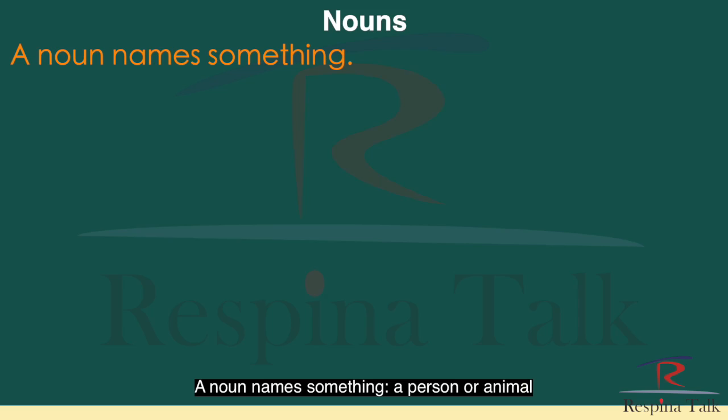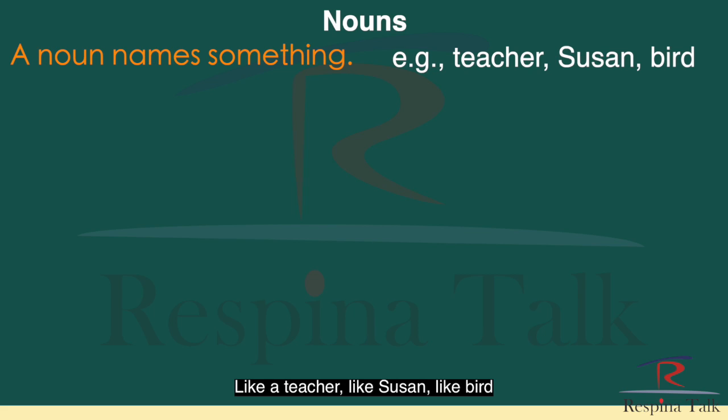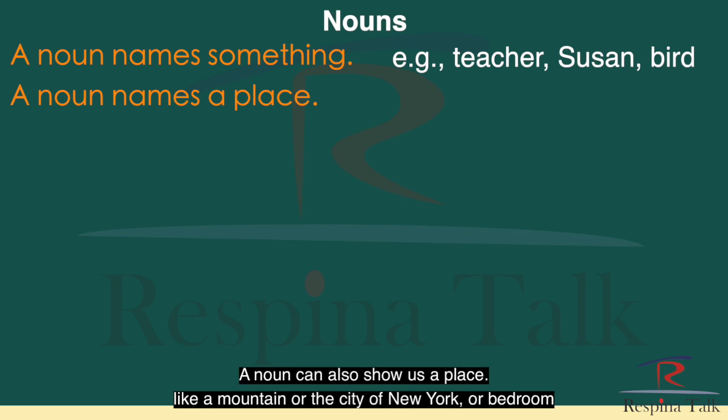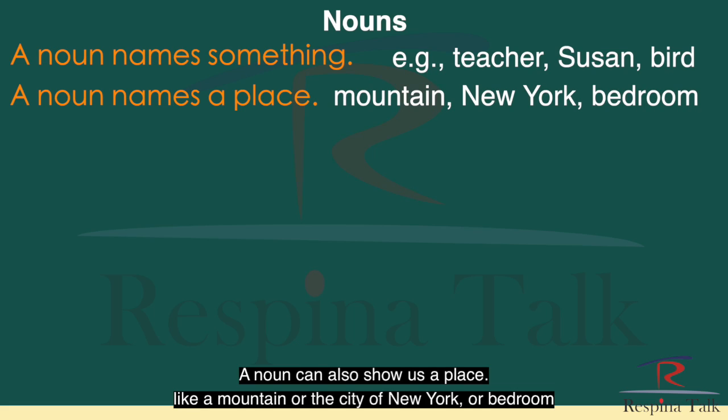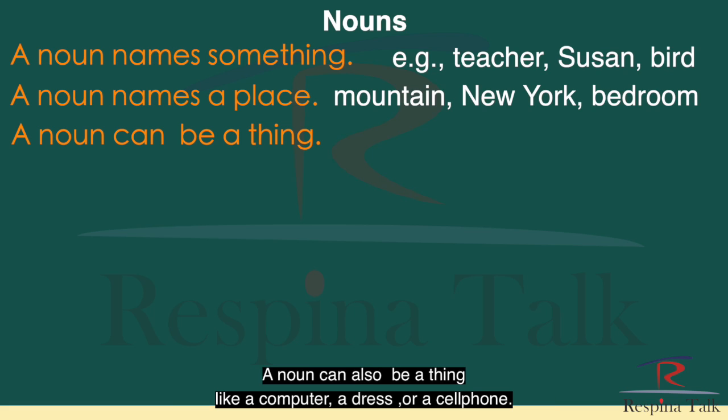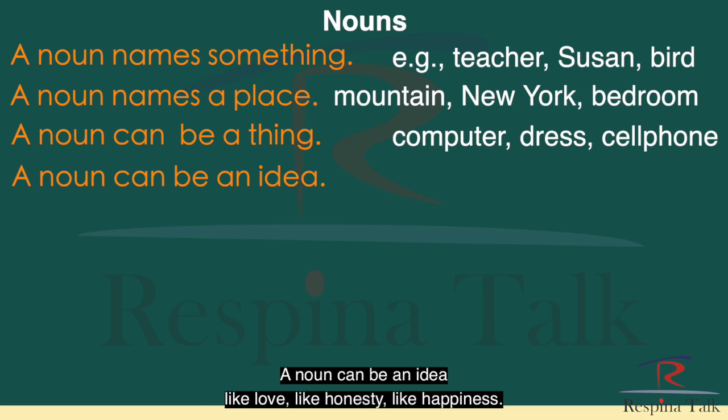What are nouns? A noun names something, a person or animal, like a teacher, like Susan, like bird. A noun can also show us a place, like a mountain, or the city of New York, or bedroom. A noun can also be a thing, like a computer, a dress, or a cell phone. And a noun can be an idea, like love, like honesty, like happiness.